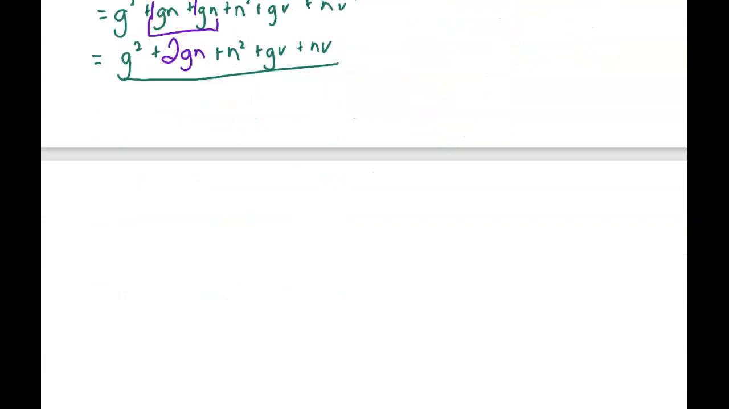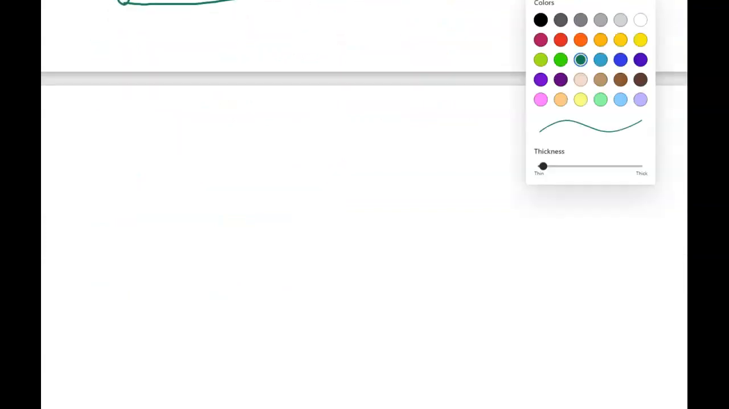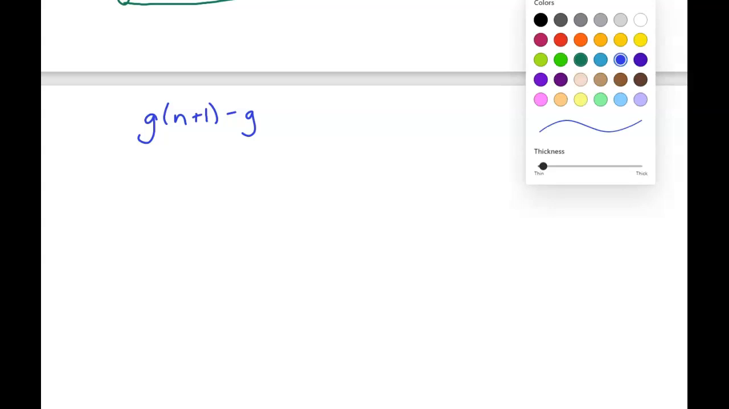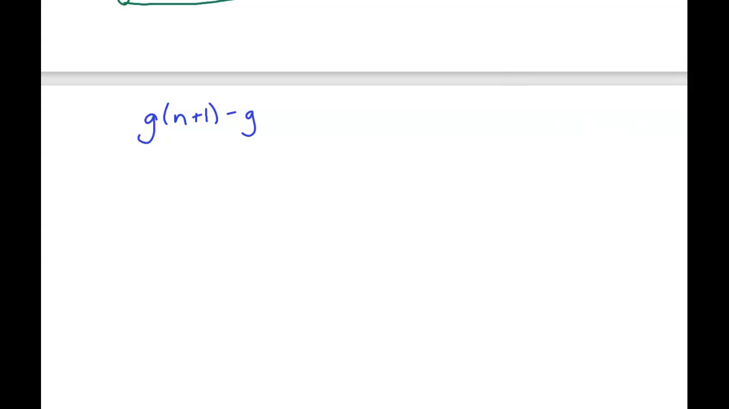Let's look at one more example, and that would be g times (n plus 1) minus g. So in this case, I have a set where I've got multiplication here, and then I've got something that is subtracted. So what I have to be careful of is this g is only distributed into this parentheses. This minus g is just sitting out here by itself right now.